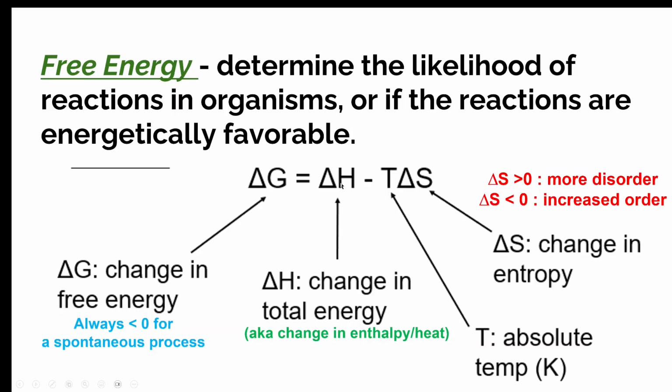How do we measure Gibbs free energy? Well, we take the heat of whatever we have, or the change in total energy in a system, and then we subtract the change in entropy multiplied by the absolute temperature in Kelvin. All right, so there's a lot going on here. It's actually not too complicated. I know it seems really complicated at first, but we're going to walk through what these terms mean.